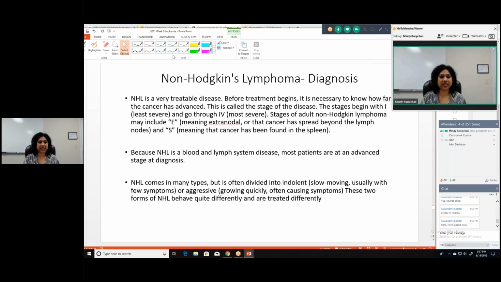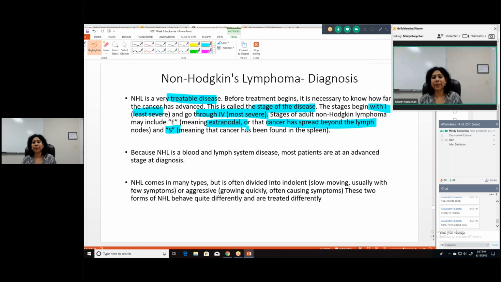So it's a very treatable disease. Before treatment begins, we need to know how far the cancer has gone. This is called the stage of the disease. It begins with least severe, 1 to 4, through most severe, in Roman numerals. Stages of adult non-Hodgkin's lymphoma may include E, extranodal, which means the cancer has spread beyond the lymph nodes, and S, meaning the cancer has been found in the spleen. Because it's a blood and lymphatic system disease, most patients are already at an advanced stage at diagnosis.